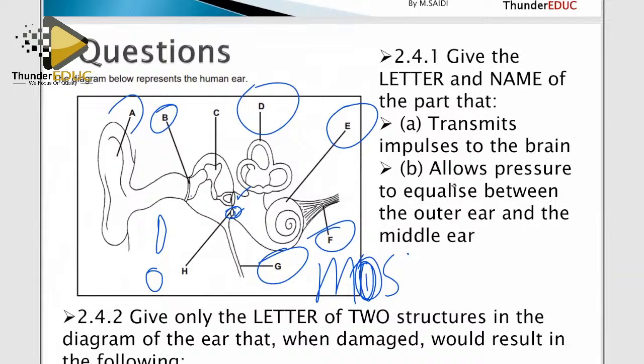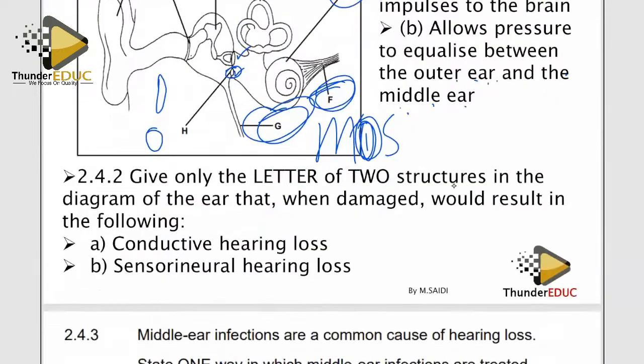Okay, give the letter and the name. Transmits impulse to the brain. Which part transmits impulse to the brain? F, the auditory nerve. Thank you, guys. And then, allows pressure to equalize between the outer ear and the middle ear. Eustachian tube, which is G. Remember, they said letter and the name, meaning that you have to get those 2 marks.